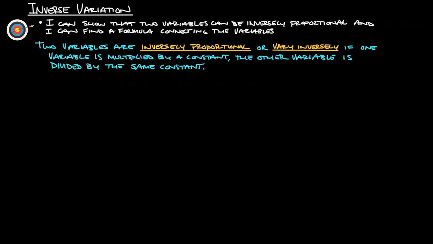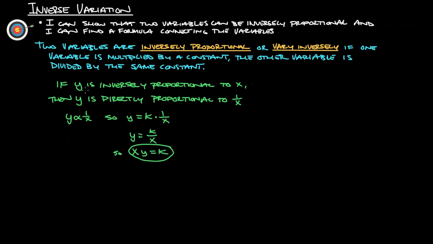Two variables are inversely proportional, or vary inversely, if one variable is multiplied by a constant, the other variable is divided by that same constant, which is, I know, kind of confusing. Here's what this means. If y is inversely proportional to x, then y is directly proportional to 1 over x.